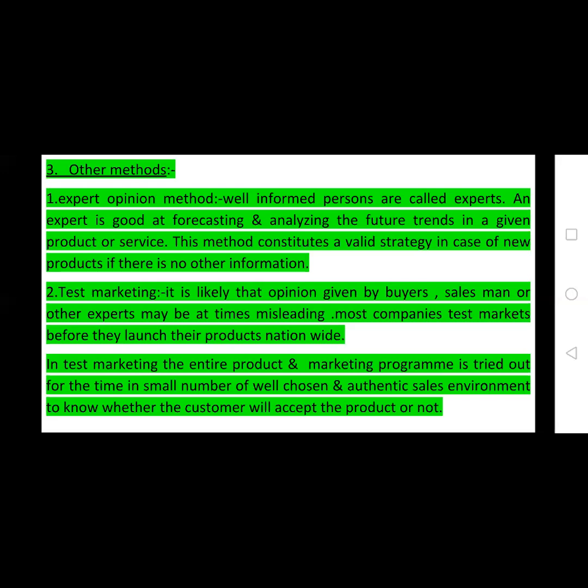Authentic sales environment, to know whether the customer will accept the product or not. That is to test a particular market. If you want to estimate the overall demand for a product, you test only a particular city or particular area, and introduce a few products in that area. Depending upon the sales in this particular area, you estimate the future demand.